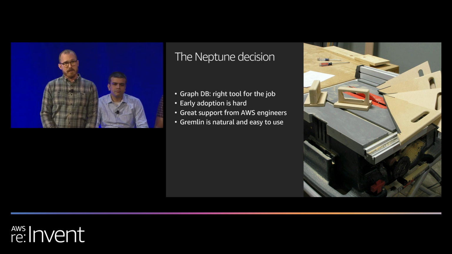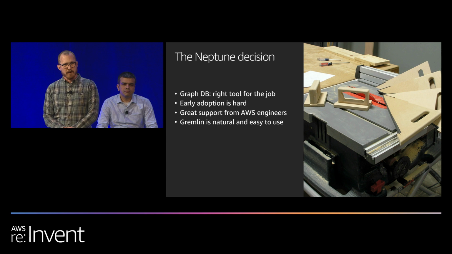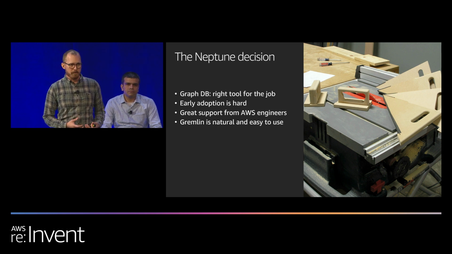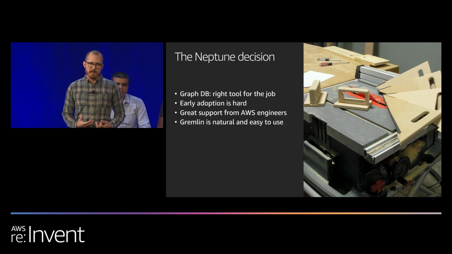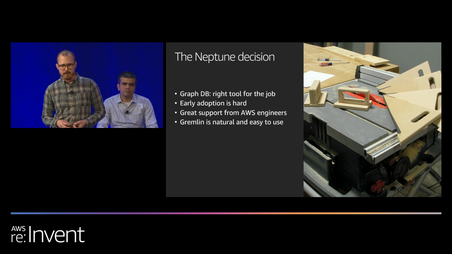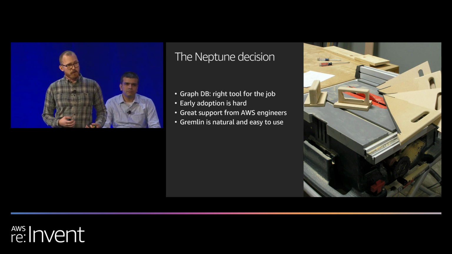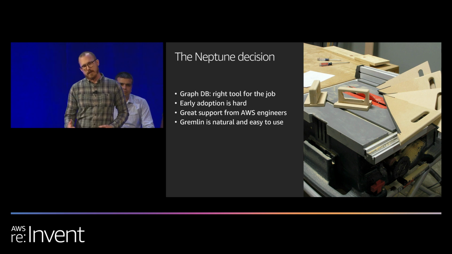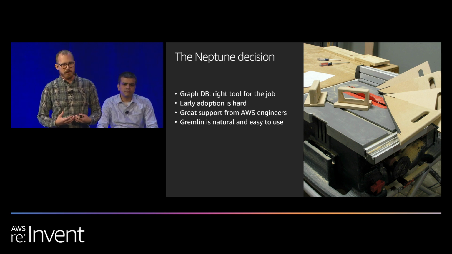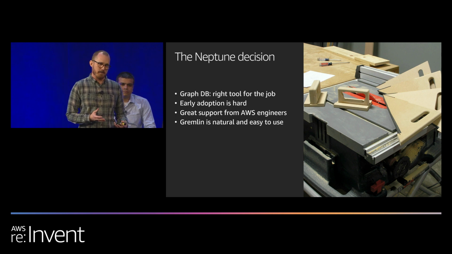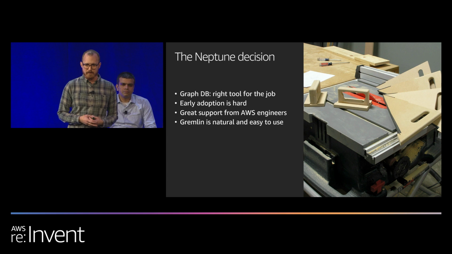Around this time, Neptune had just been announced, but it wasn't yet in GA. So we worked closely with the team from AWS to build out a prototype. And there were definitely some growing pains, as there always will be with a new product, but we saw enough to know that this was a solution that was going to work and fit our needs. I think it's important to note that at this point, the product is much more mature. The documentation is there. We would be able to do what we did today without as much support from AWS as we got, but it certainly was very helpful.